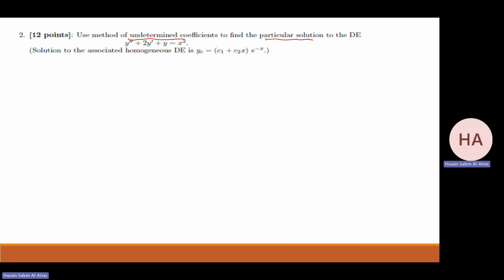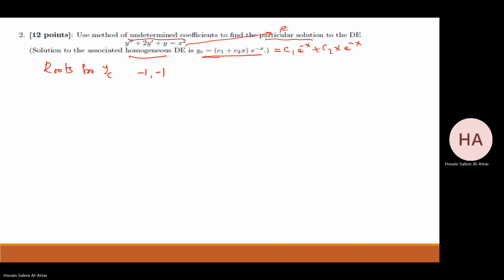Okay. And he gave me the stated homogeneous solution, the YC. So the YC is what? C1 e^(-x) plus C2 x e^(-x). So what are the roots for the homogeneous? For YC, minus one repeated. And from here, what are the roots?